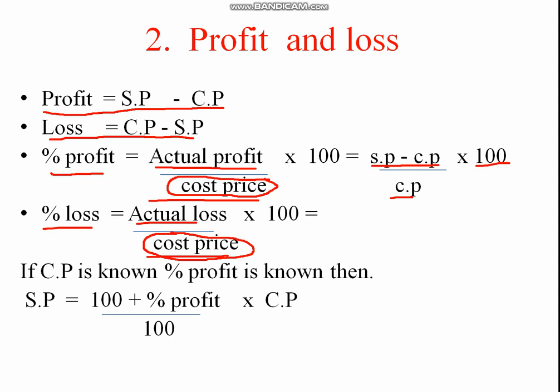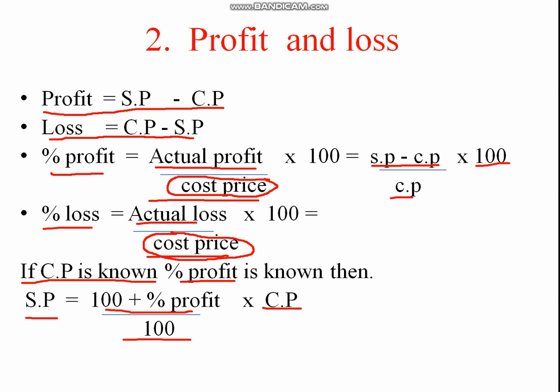Third quantity: if CP is known and percentage profit is known, then how to find SP? If cost price is known and percentage profit is known, then how to find selling price? So see the formula: selling price is equal to 100 plus percentage profit upon 100 into CP. This is the case when we know the cost price and the percentage profit.